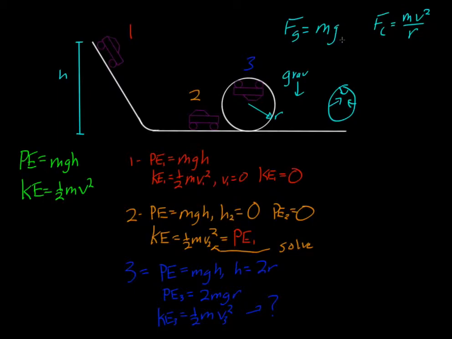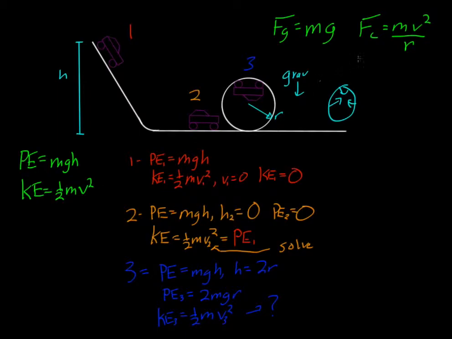Actually, let me put these in green. Typically, we're going to put functions or formulas in green that you're going to need to memorize. So, force of gravity equals mass times the gravitational constant. Centripetal force equals the mass times the velocity squared over the radius. Okay? So, in this case, we got to look at what happens whenever one overcomes the other.